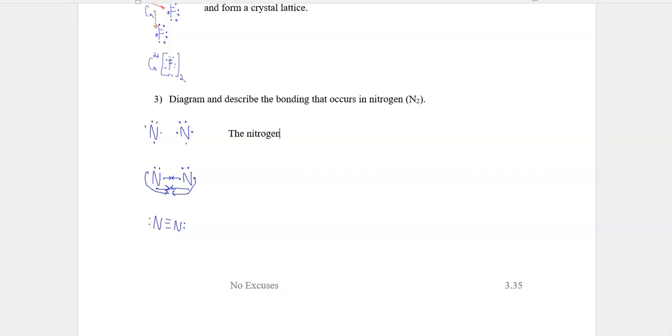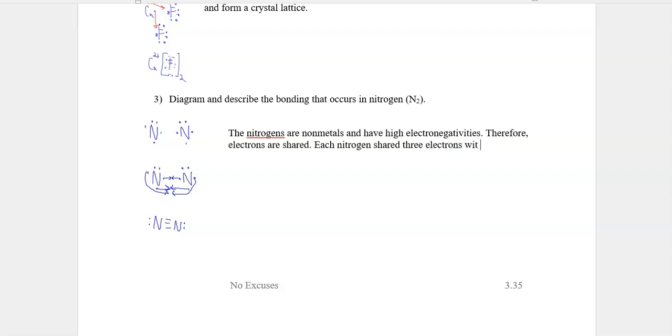The nitrogens are nonmetals and have high electronegativities. Therefore, electrons are shared. Each nitrogen shares 3 electrons with the other atom, making a triple covalent bond.